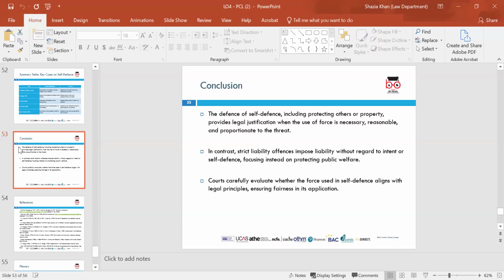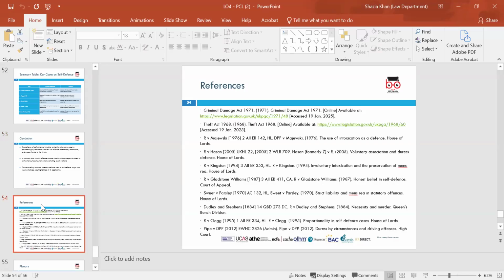So now that we've finished Learning Outcome 4, these are the references used for Learning Outcome 4. I'm just going to give you a recap of what we've done in Learning Outcome 4 today, so you've got a little bit of an idea.